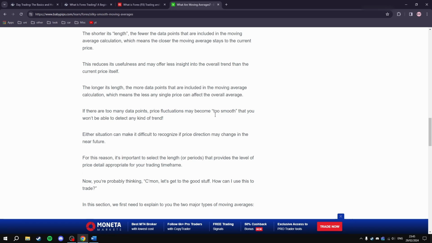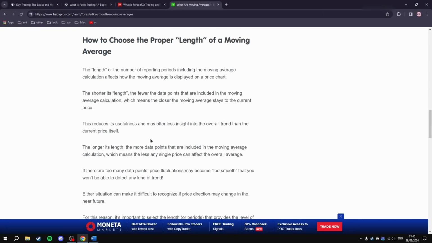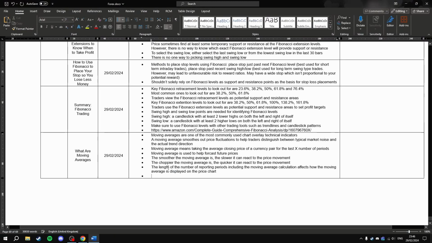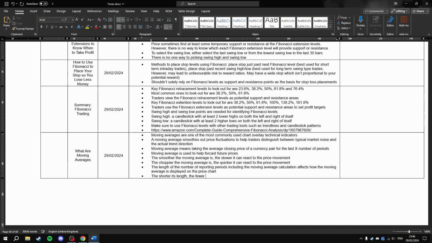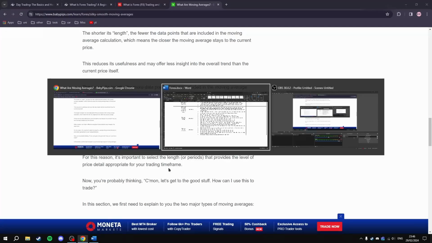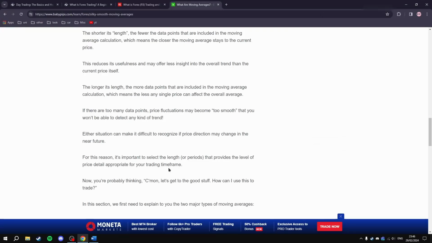The shorter its length, the fewer the data points that are included in the moving average calculation, which means the closer the moving average stays to the current price.